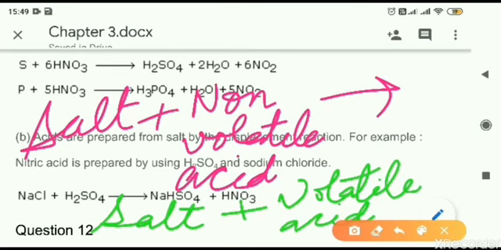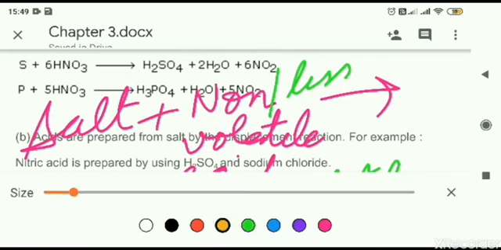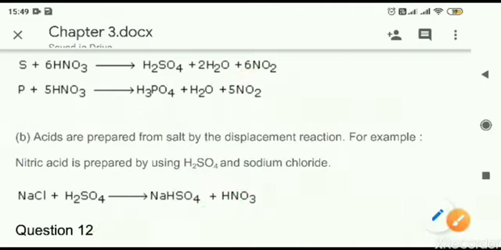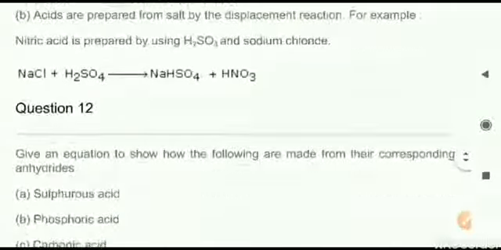The salt plus non-volatile, or we can say less volatile acid, react to produce salt plus volatile acid. So what is actually happening in this reaction? From a non-volatile acid we are getting a volatile acid. What is volatile? The acid which can evaporate on its own or which can evaporate on heating at low temperatures. Generally they evaporate at room temperature only.